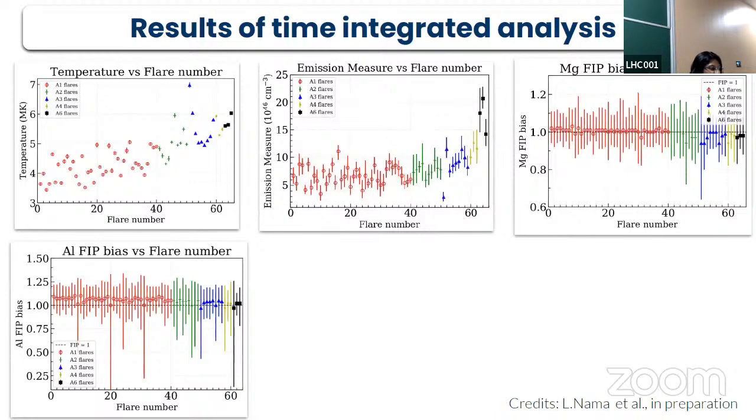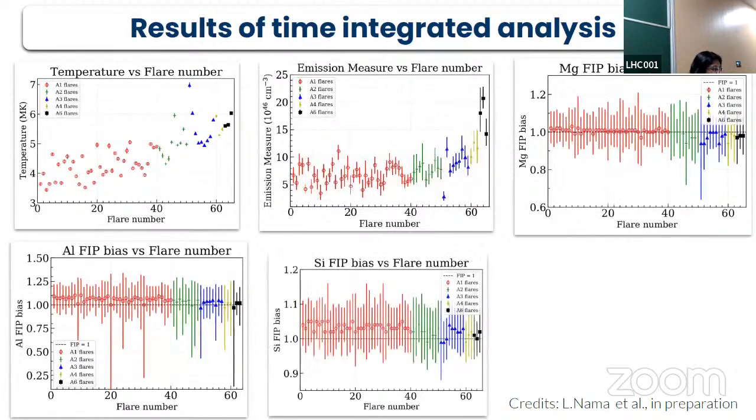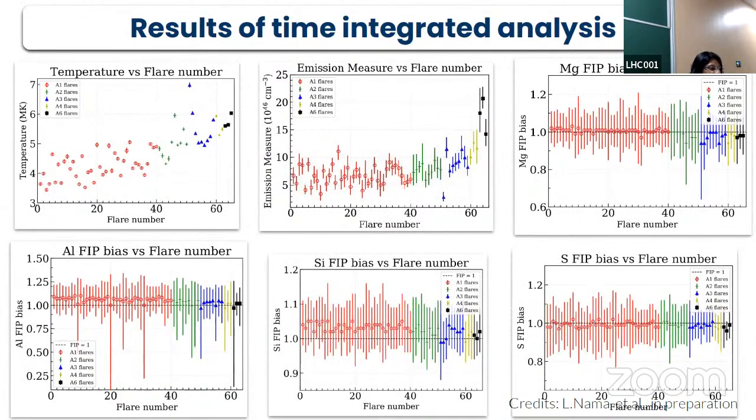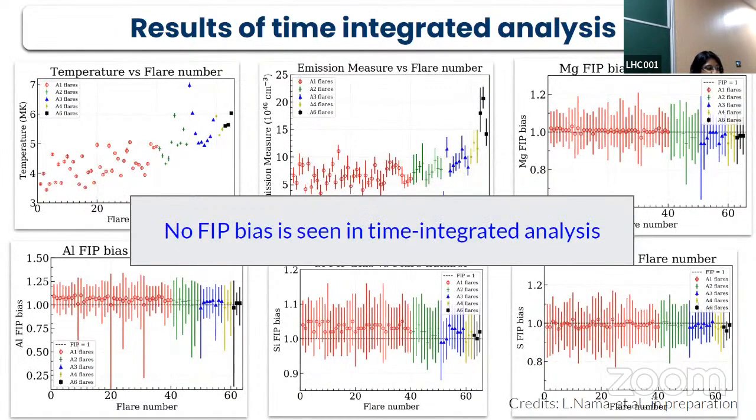When we plot the flare number versus the FIP bias of magnesium, aluminum, silicon, and sulfur, we see that all the FIP biases are near 1. That means that when we do the time integrated analysis, we do not see any FIP bias here.